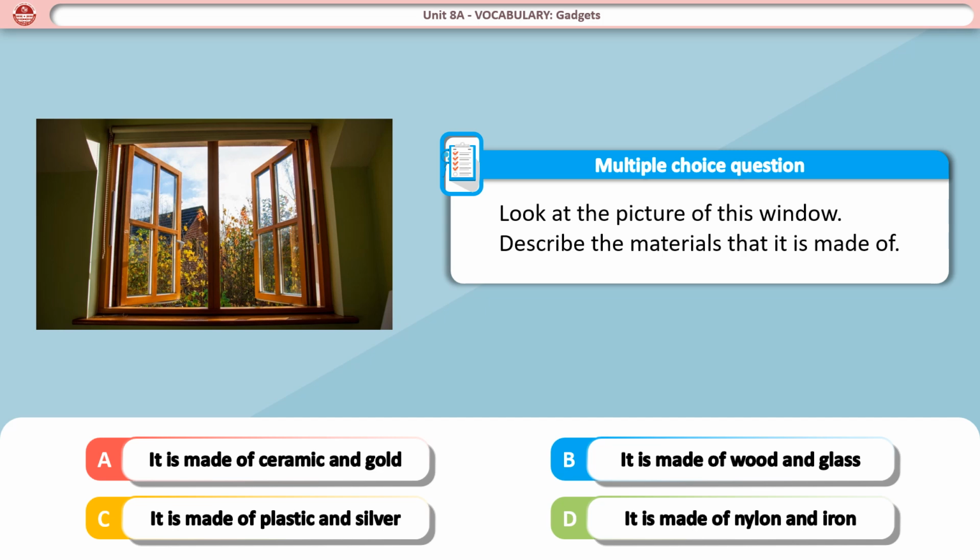As you can see in the picture, we have a window, which is very familiar to us in daily life. Now, describe the materials that it is made of. So is it A, the window is made of ceramic and gold. B, it is made of wood and glass. C, it is made of plastic and silver. Or D, it is made of nylon and iron. You can have some time to select your answer.